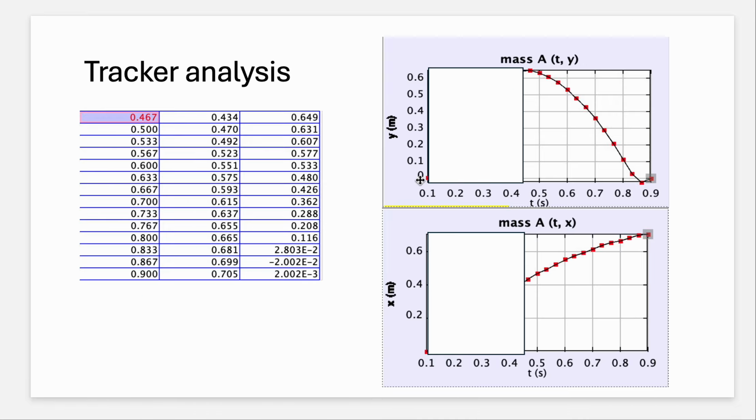The tracker analysis gave us these results. This is my data table with time and then position x and y, even though we are ignoring the x. And then here is my graph for the y position.